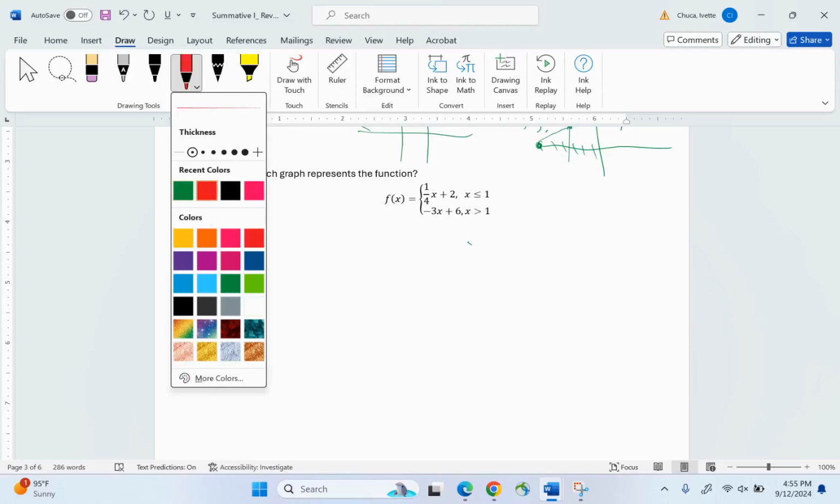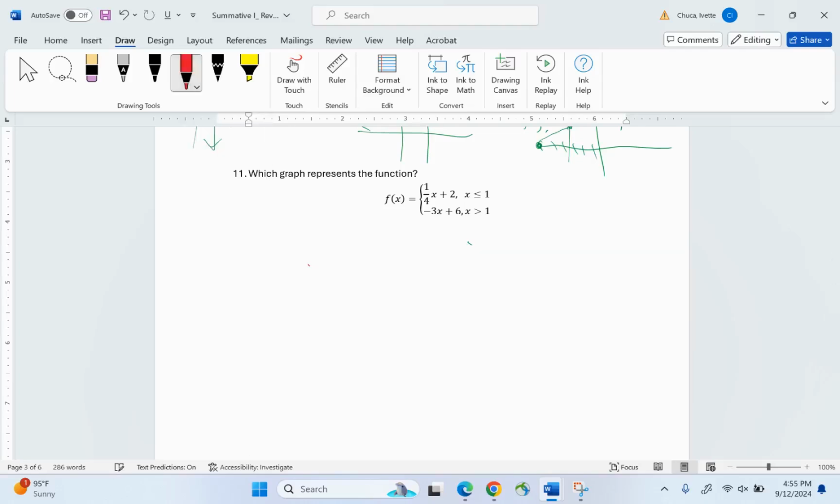So the first part I'm going to do is f of x is equal to 1/4 x plus 2. I'm going to create a table of values. My condition is that x is less than or equal to 1. So that's going to be 1, 0, -1. You can pick more points if you like, or you can pick different points as well. And so like here, I'm going to go ahead and plug that in.